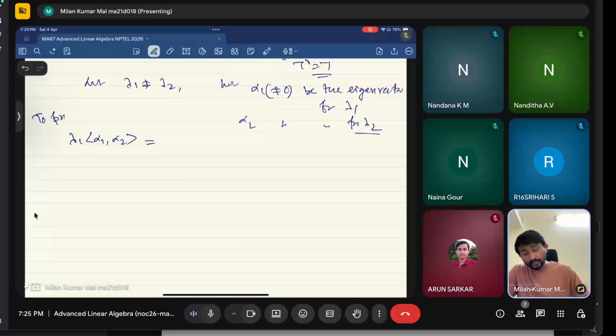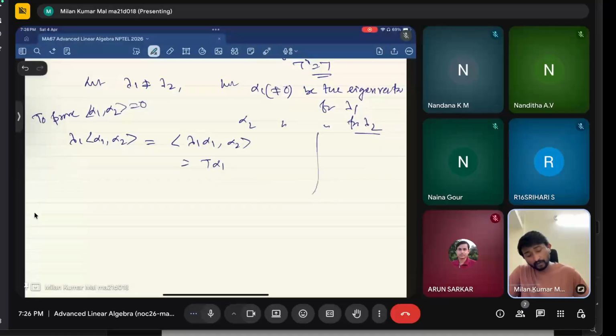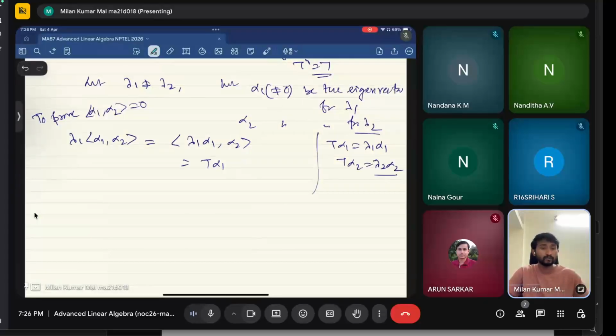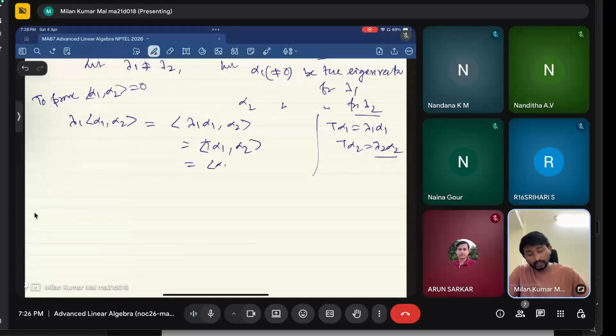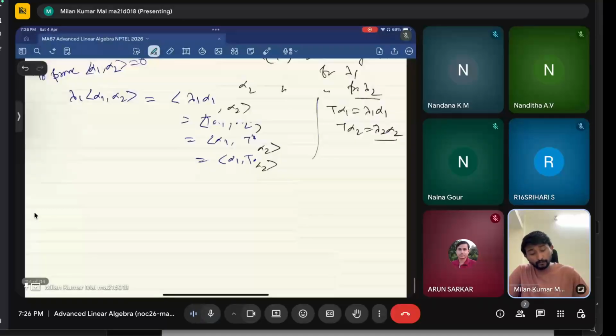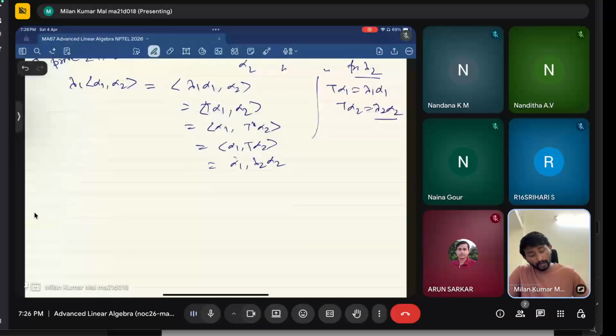So using the linearity of the inner product in the first component, we can write this as T of alpha 1. We can write T of alpha 1 is equal to lambda 1 alpha 1, and T of alpha 2 equals lambda 2 alpha 2, because alpha 1 and alpha 2 are eigenvectors corresponding to the eigenvalues lambda 1 and lambda 2. Now here is the self-adjointness we will use: the inner product of alpha 1 with T alpha 2 equals T alpha 1 with alpha 2, since T is self-adjoint. Now T alpha 2 is equal to lambda 2 alpha 2, so we get lambda 2 bar in the conjugate, times the inner product of alpha 1 and alpha 2, but here lambda 1 and lambda 2 are real numbers.